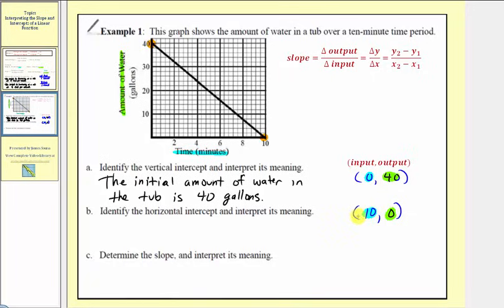So this means after 10 minutes there are 0 gallons of water in the tub, so we could write that out. But if there are 0 gallons of water in the tub, then the tub would be empty. So we can also say after 10 minutes, the tub is empty. That would be the meaning of this horizontal intercept. So let's go ahead and write that out. After 10 minutes, the tub is empty.